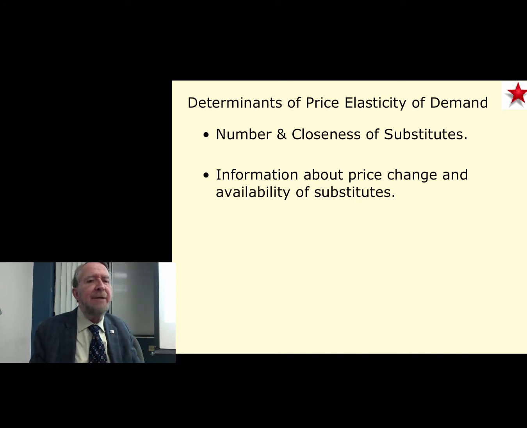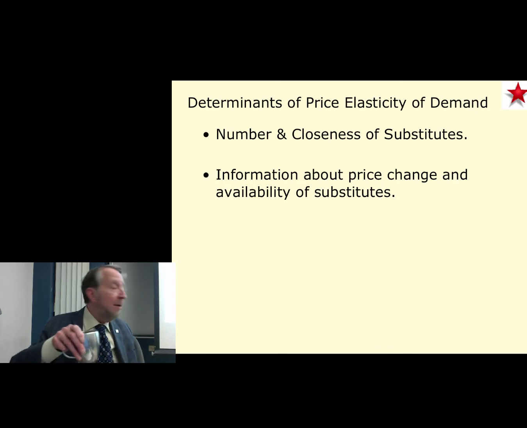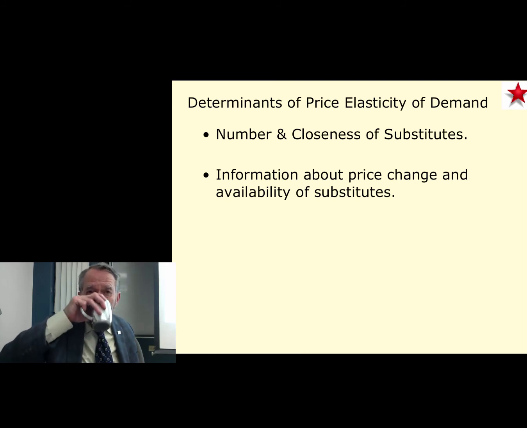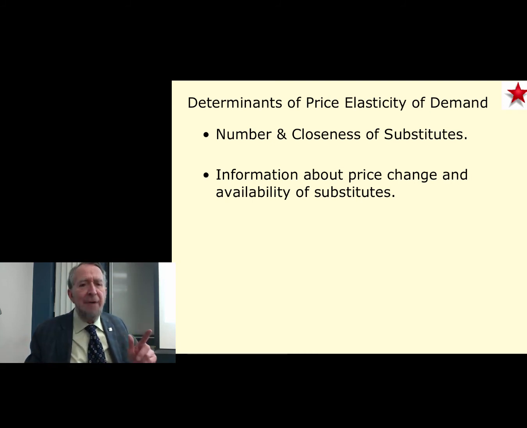The second factor is your knowledge about the price change and your knowledge of the availability of substitutes. If you don't know the substitutes are there, then you can't switch to them. And if you don't even know the price has changed, then you don't have any tendency to switch what you're doing. So the more you know about the price change and the more you know about the available substitute, the more demand tends to be elastic.